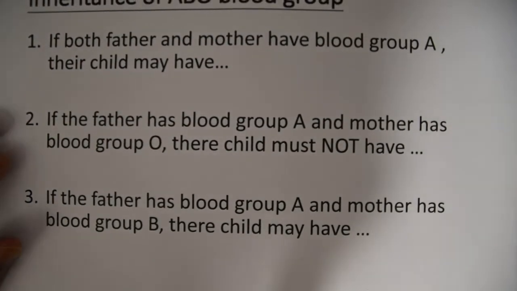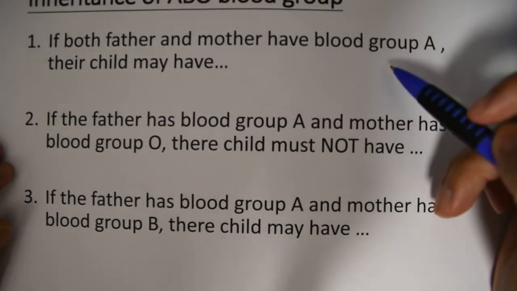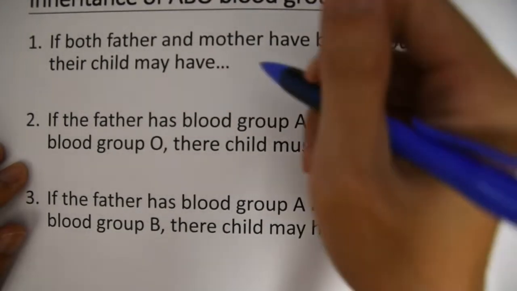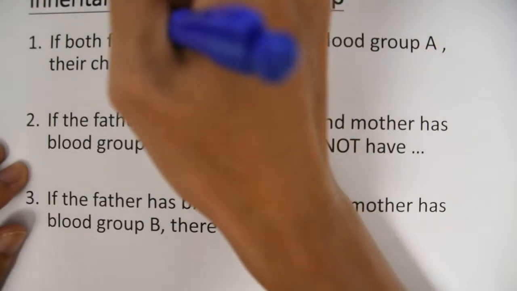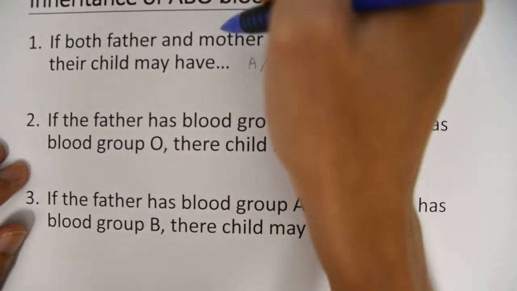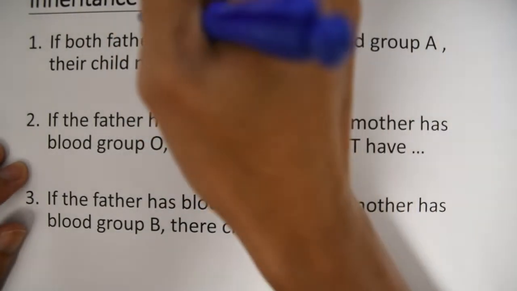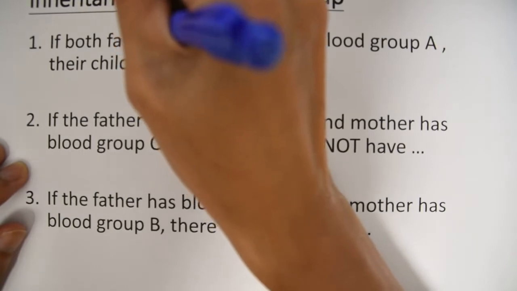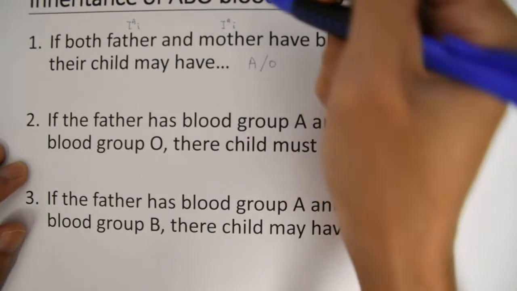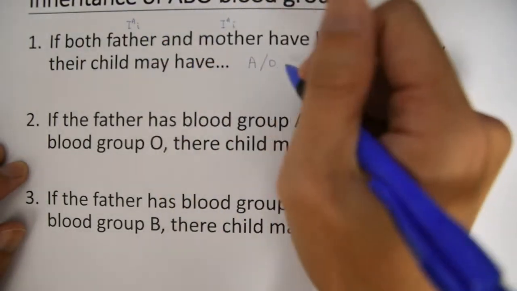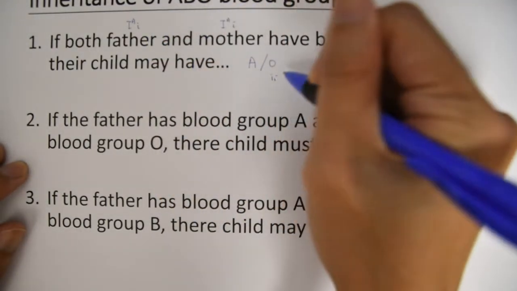For question 1, the answer is either blood group A or blood group O, because both the father and mother may be heterozygous for blood group A, having the genotype IA i and IA i. So therefore, blood group O is possible.